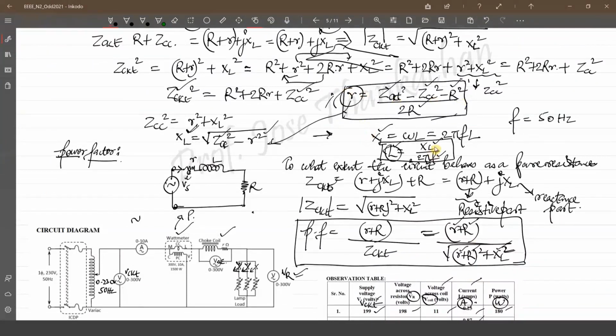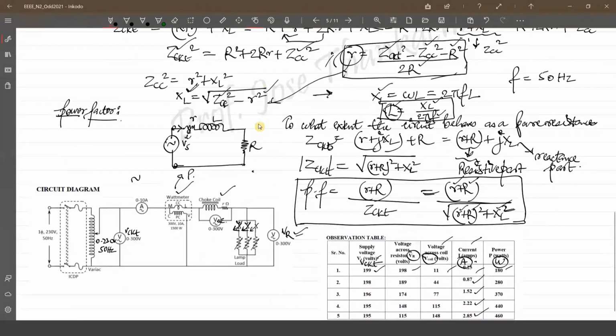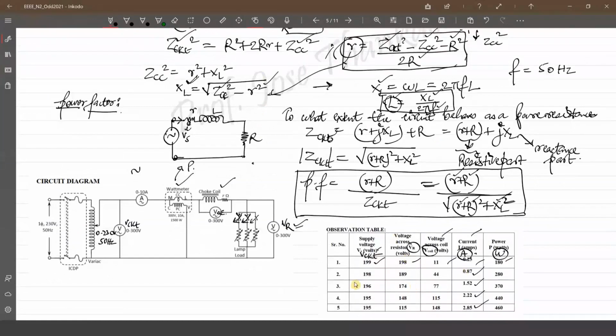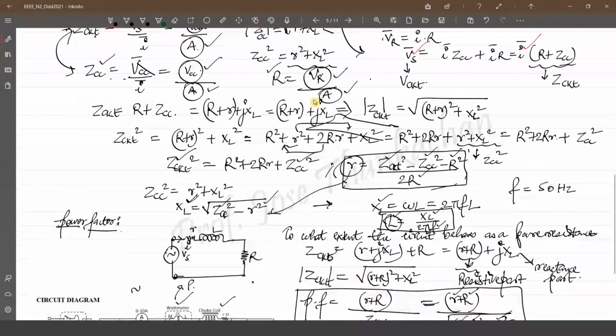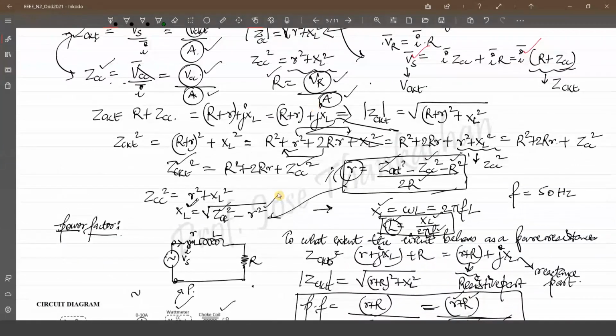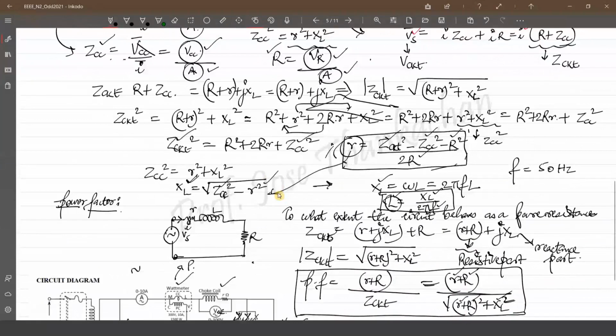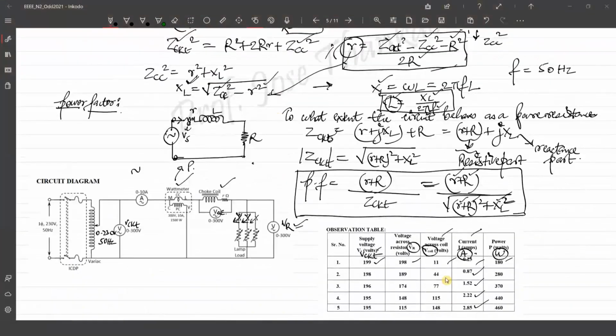Similarly, L will be found out by finding out what is XL. XL is root of ZCC square minus R square. We have already seen this calculation. So using those calculations, once you know these readings, you can do the calculations by the formula which I have mentioned here. These are also available in the lab, so don't worry. In the manual, it is mentioned. So from that also you can calculate the values of small r and capital L. Power is measured by this wattmeter already, and power factor again you have to calculate depending upon what is small r, capital R, and XL value.